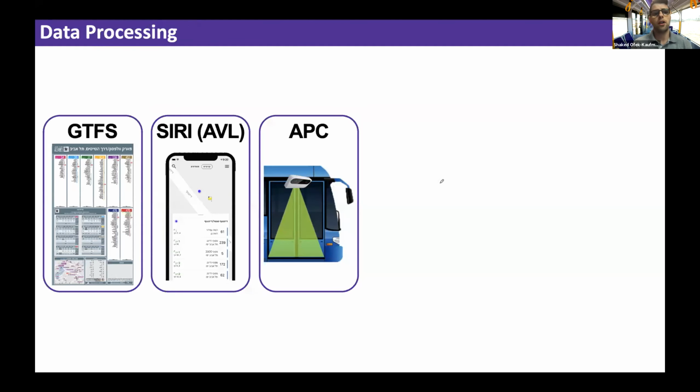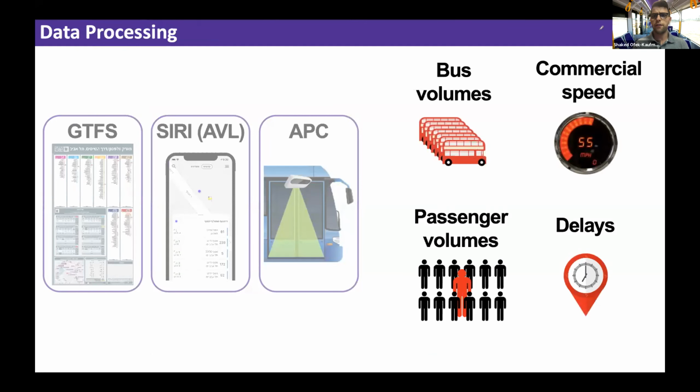So what we did, we took the bus schedules data from the GTFS protocols published in Israel, the automatic vehicle location records published by the Siri protocol in Israel, and automatic passenger counters, and we generated different metrics for each and every public transit segment. The metrics are bus volumes, passenger volumes, commercial speeds, and bus delays. The bus lane allocation guidelines refer to the combination of bus volumes and commercial speeds, as we've seen before, or passenger volumes and commercial speeds.